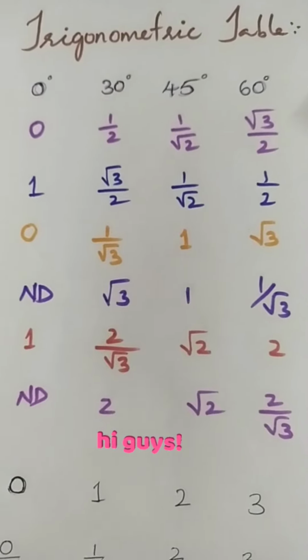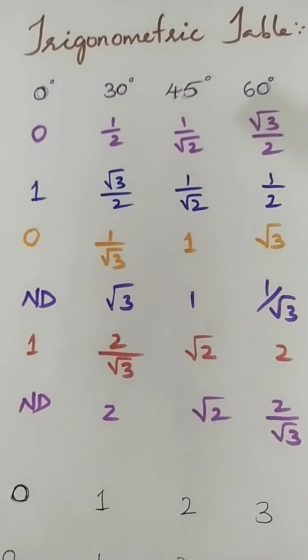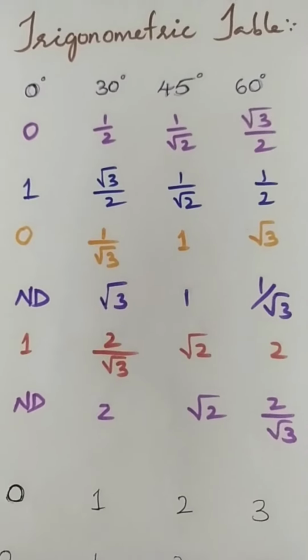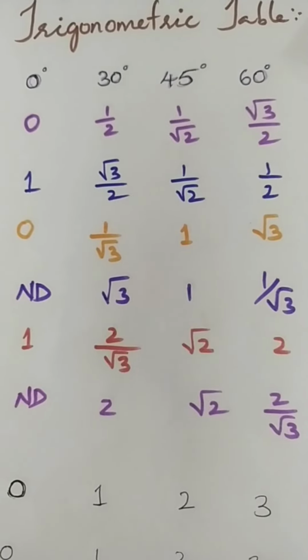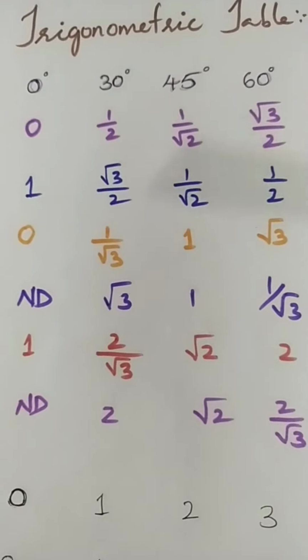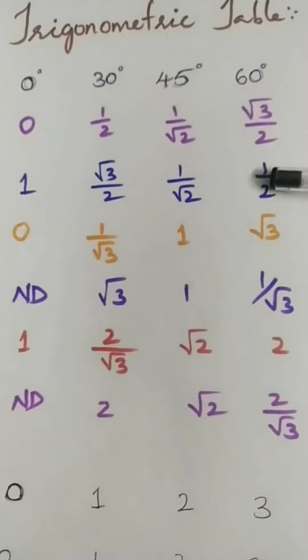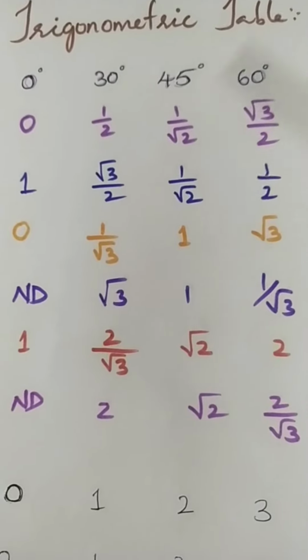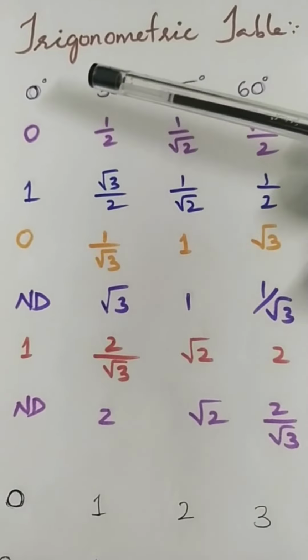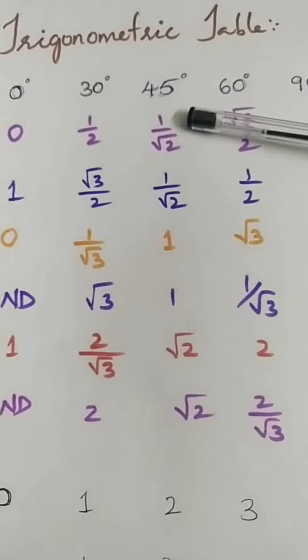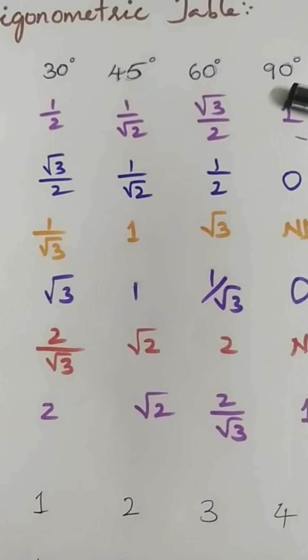Friends, hope you all are doing well as we started our revision with the trigonometry chapter. Yesterday I taught you the trigonometric ratios. Today let me teach you the trigonometric table of the standard angles. Here the standard angles we consider are 0 degree, 30 degree, 45 degree, 60 degree and 90 degree.